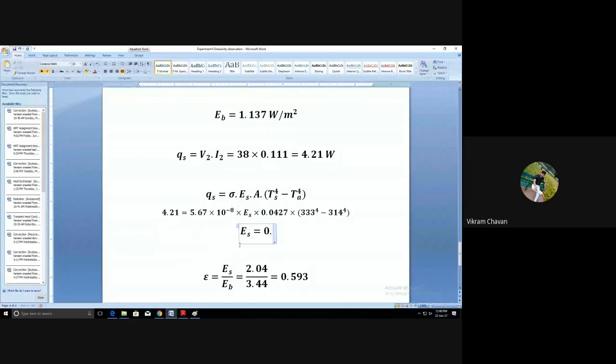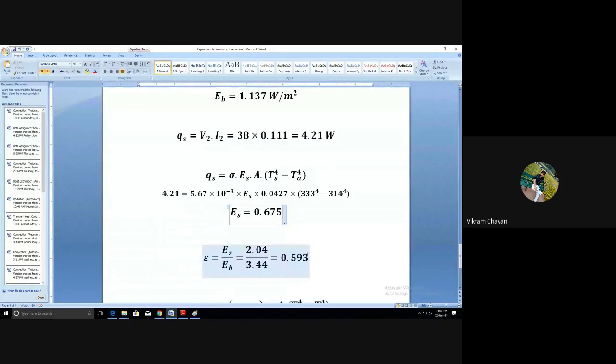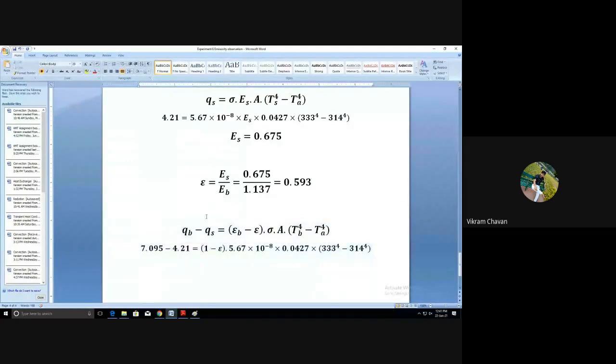0.675. Okay. And now calculate this emissivity. So 0.675 divided by 1.137 is 0.593. Right? That is correct, isn't it? Okay, then do the calculation for this now.